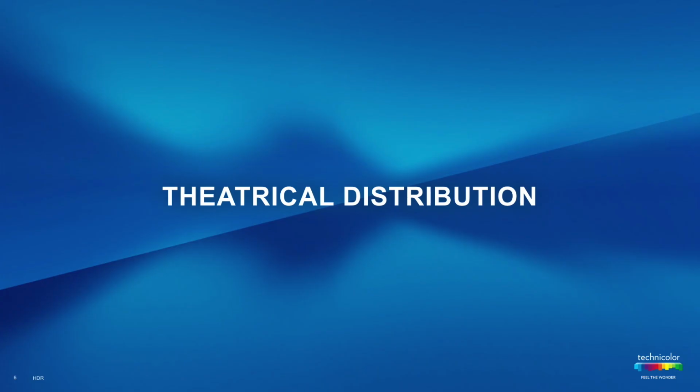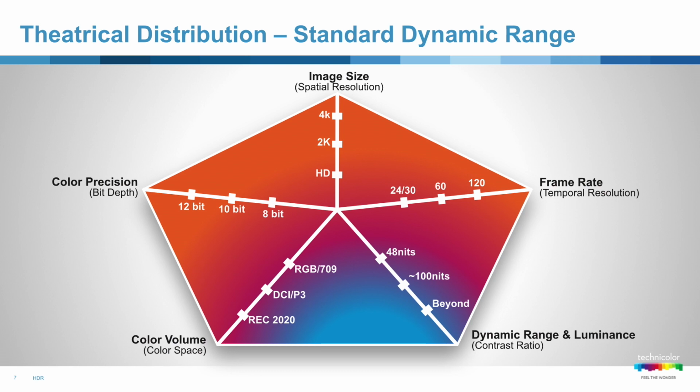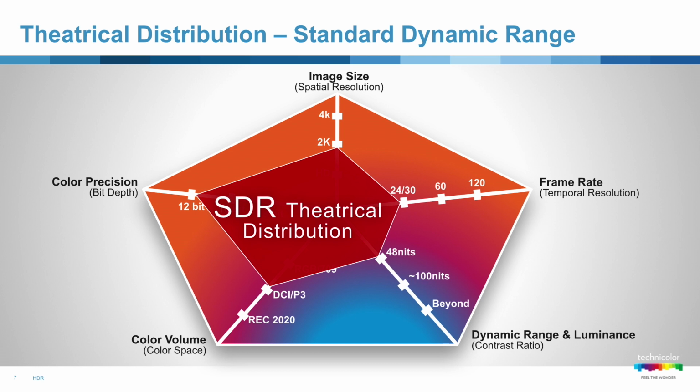So starting with theatrical, and we'll go back to our pentagon. And in here, we'll look at what we've been doing in theatrical grading. So to date, we've basically been doing 2K grading. There are 4K projectors out there, but the majority of digital cinema projection for distribution is 2K.